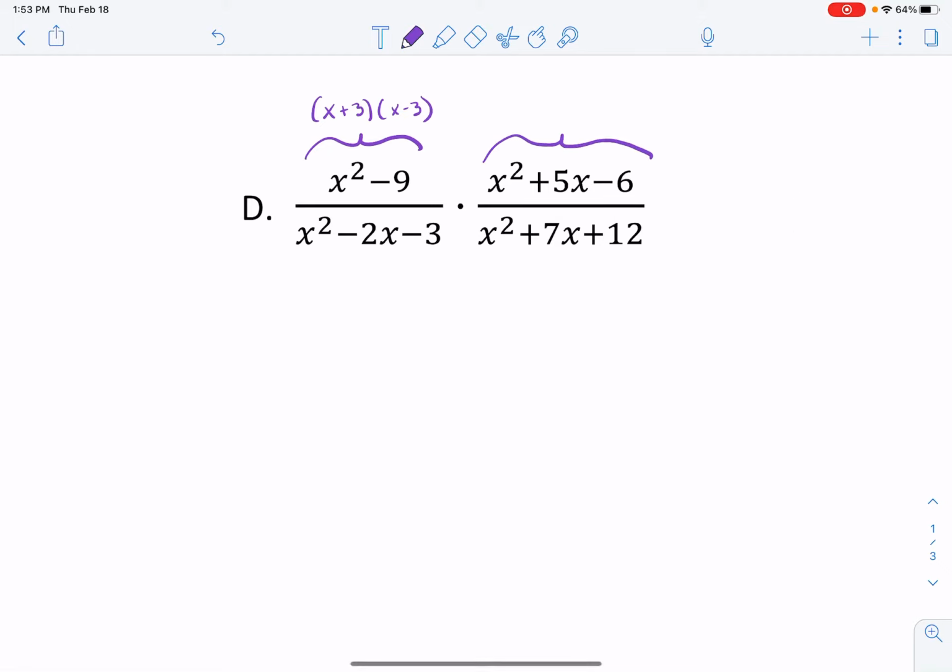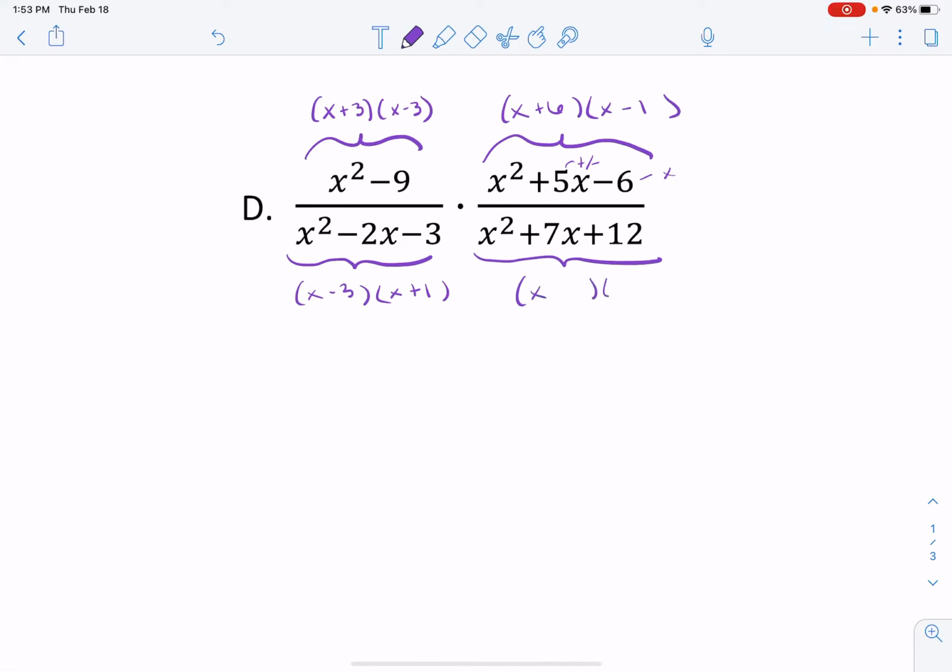This one, I'm going to split them up. We think what multiplies to be negative 6 but adds or subtracts to be 5. That would be plus 6 and minus 1. For these, what multiplies to be negative 3 but adds or subtracts to be negative 2, that would be minus 3, plus 1. And what multiplies to be 12 but adds or subtracts to be 7, that would be 3 and 4.